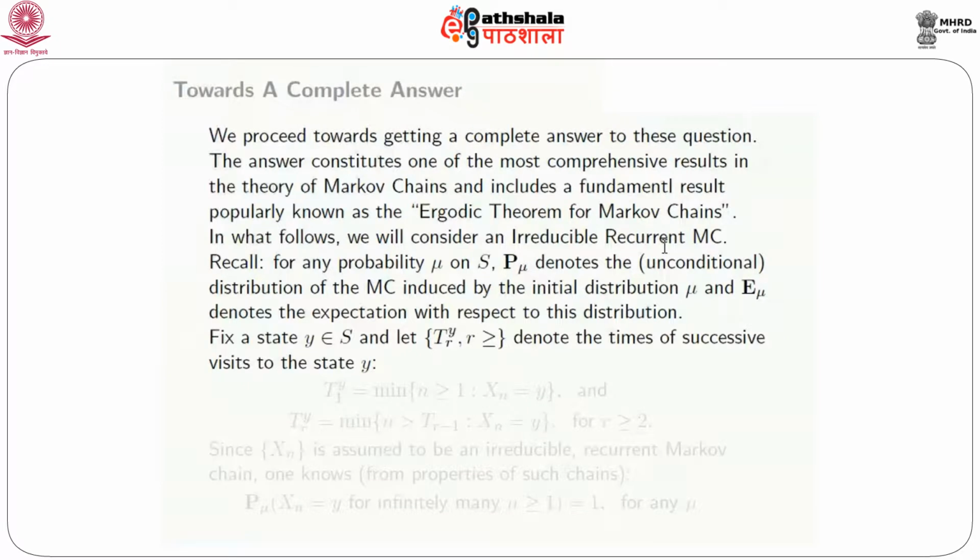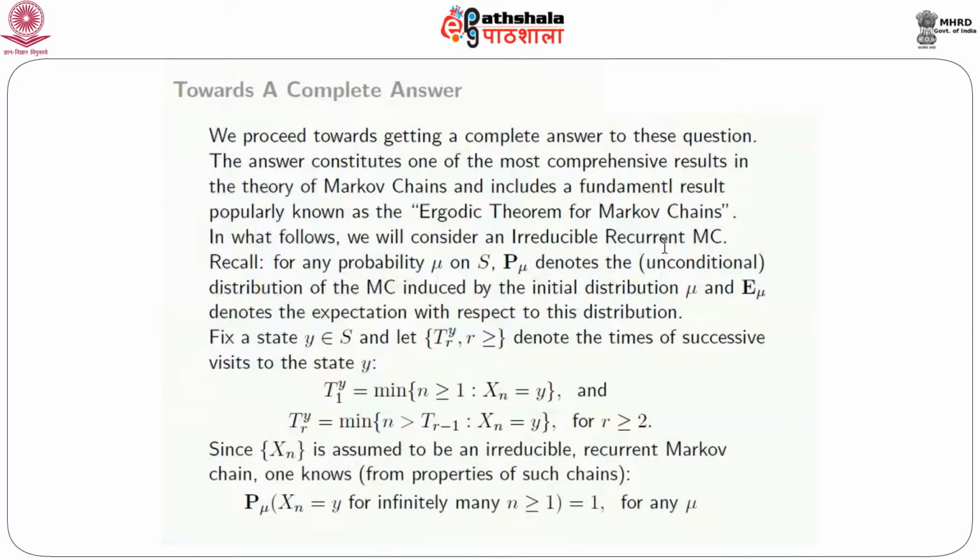Fix a state y and let T_r^y for r greater than or equal to 1 denote the times of successive visits to the state y. So let me make it precise. T_1^y is the minimum n greater than or equal to 1 such that Xn is y. So starting from time 1, when is the first time that y is visited, and then for r greater than or equal to 2, T_r^y is the minimum of all n's strictly larger than T_{r-1}^y such that Xn is y. So here we are looking at times after the (r minus 1)th visit when Xn is y. So you can think of it as the rth visit.